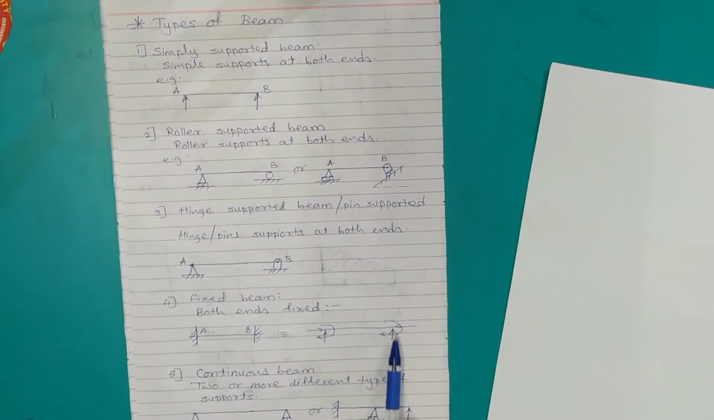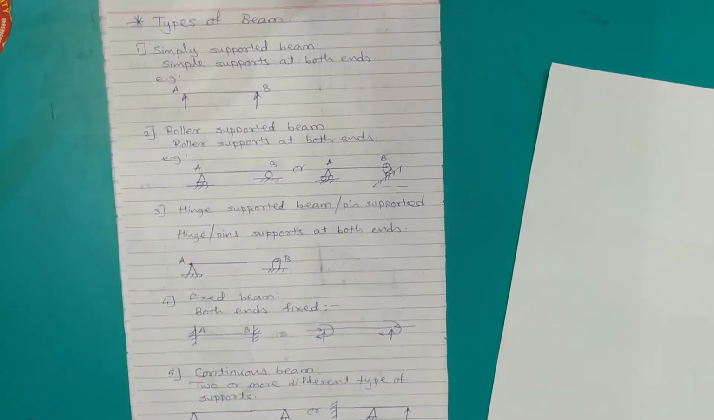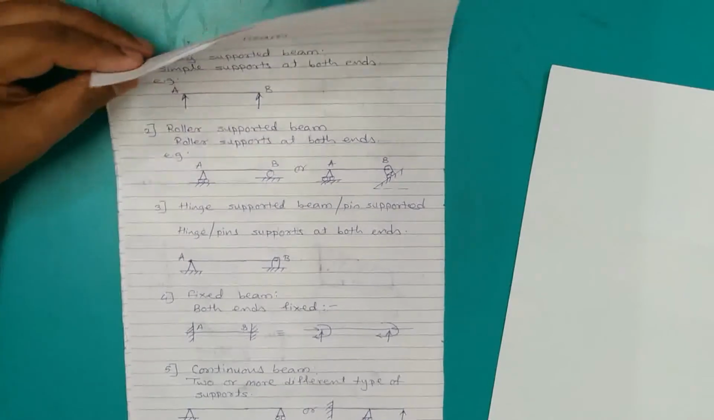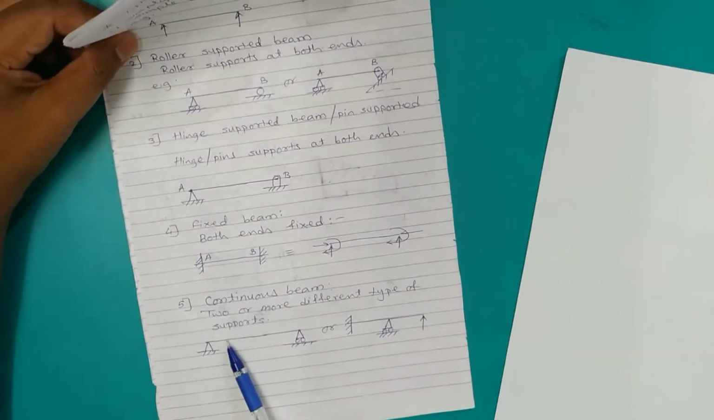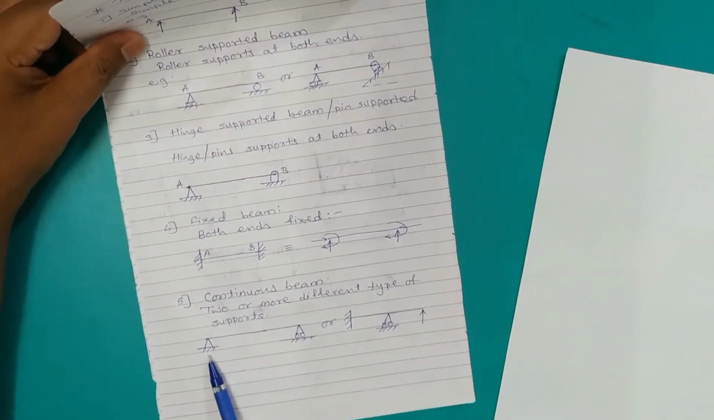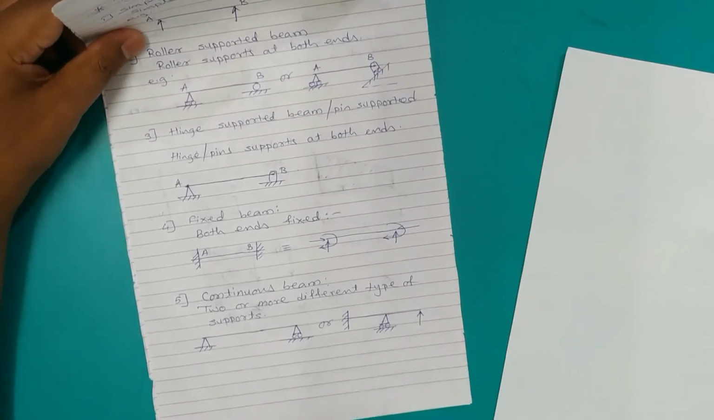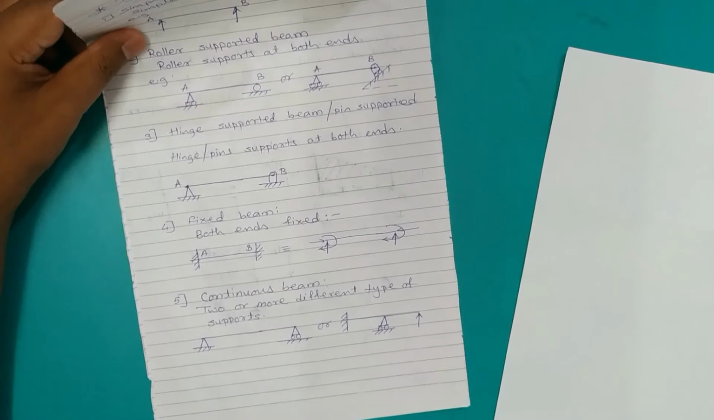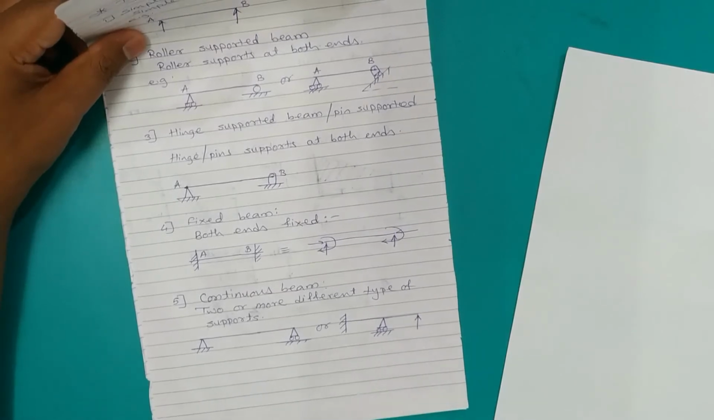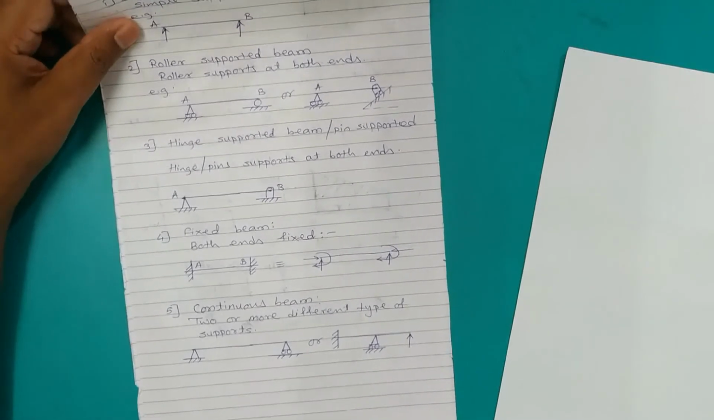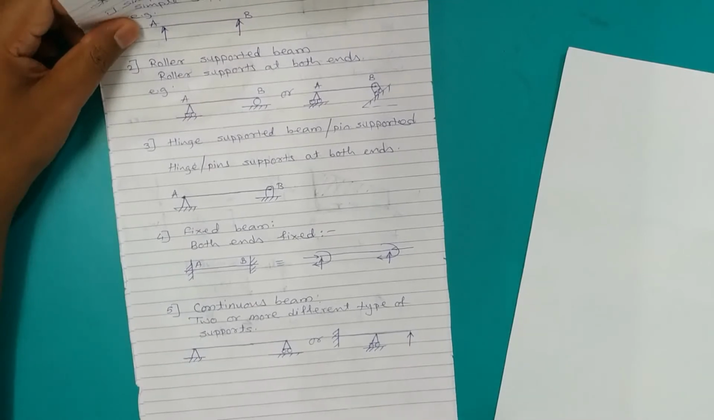So both ends collectively, total there will be 6 reactions present for a fixed beam. Then there is something called continuous beam. In continuous beam, you may have 2 or more than 2 supports, but all of them are going to be different. The same support is not going to get repeated, but we are going to have several different types of supports, either 2 or more than 2.